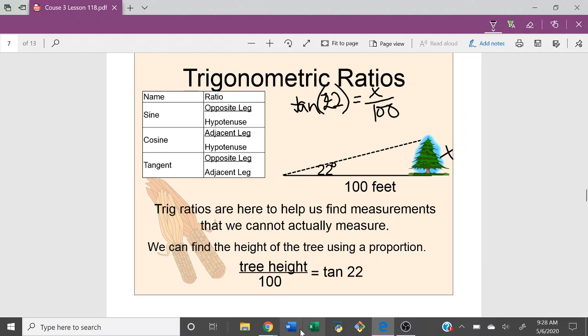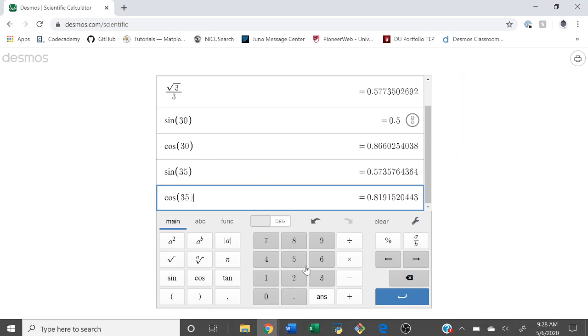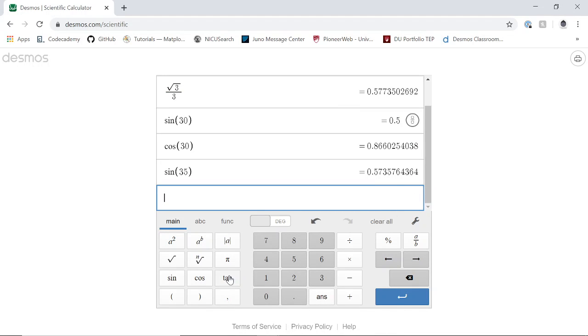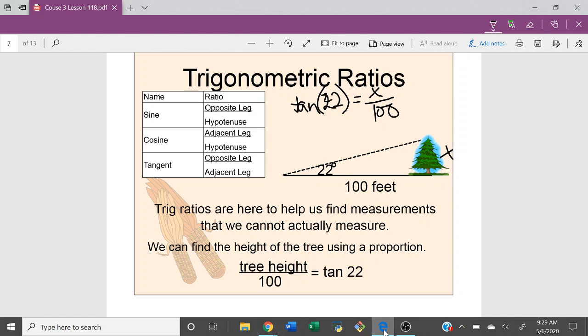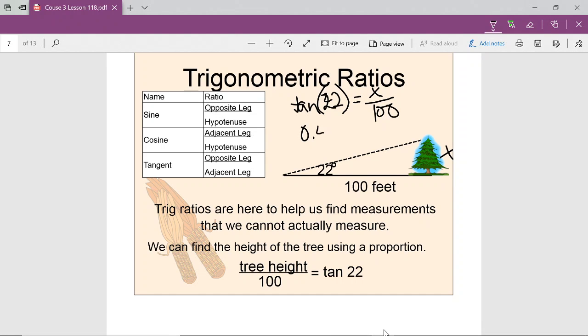So let's go ahead and figure out what is the tangent of 22. And let's try that out. Tangent of 22 degrees is 0.404. All right, so if the tangent of 22 is 0.404 and we have x over 100, to get that x, I'm going to multiply by 100 on each side, which means that the height of the tree is 40.4 feet.